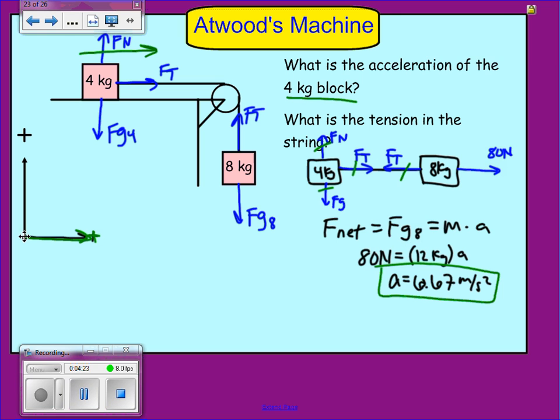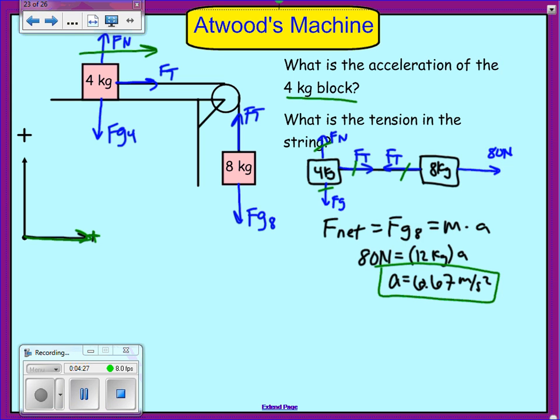Now I'm going to go ahead and solve for the second part, and that is what is the tension force experienced between the strings. And just like before, nothing's changed. We are going to pick one of the blocks. It doesn't matter which block you choose. Let's go ahead and choose the 4 kilogram block, since that's what it's asking for.